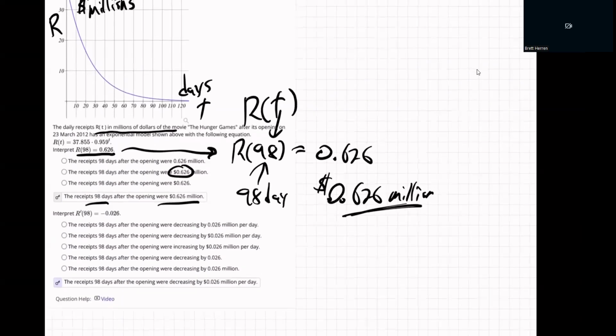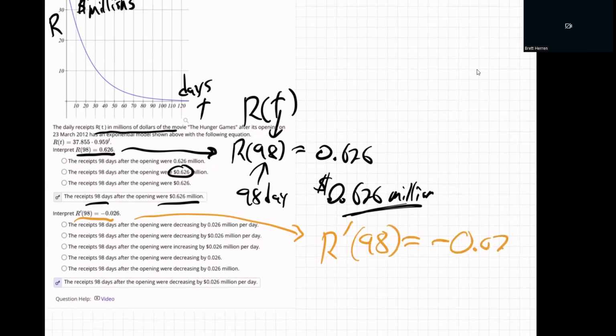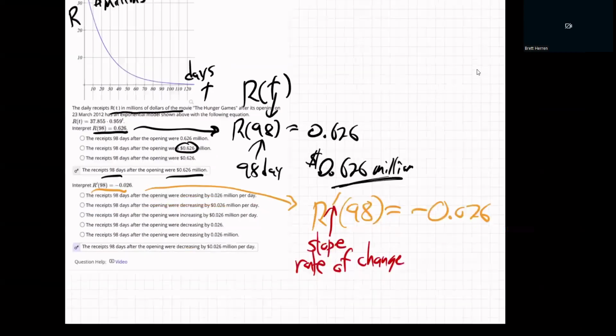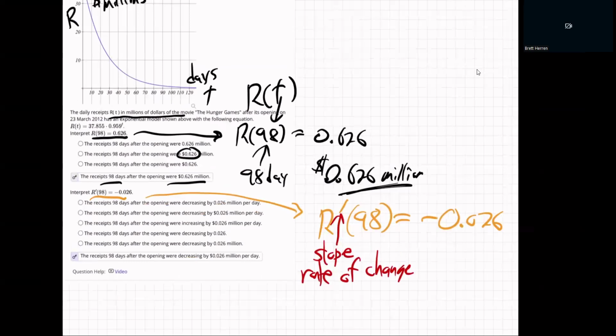Okay, but then the next part is R prime. Now, what's that? R prime of 98 is negative 0.026. Remember what prime always means? Slope, or rate of change. How fast something is changing. A slope is a change, steepness, right?